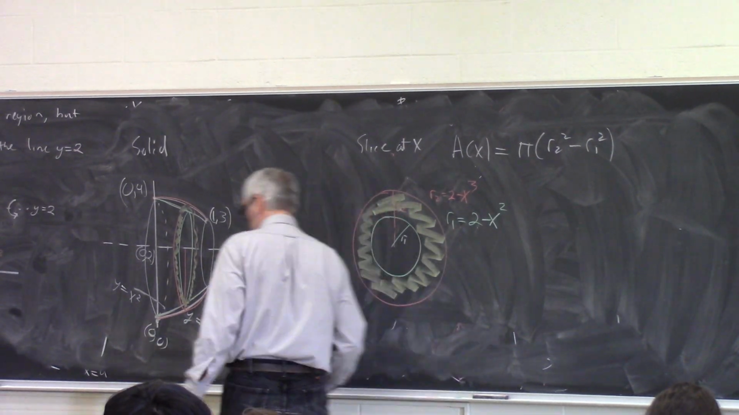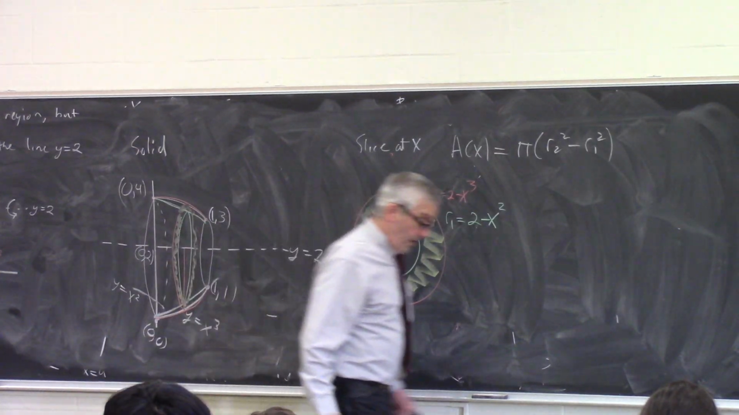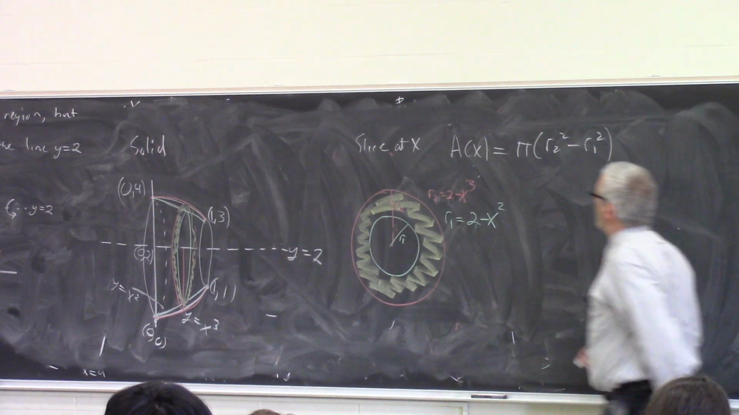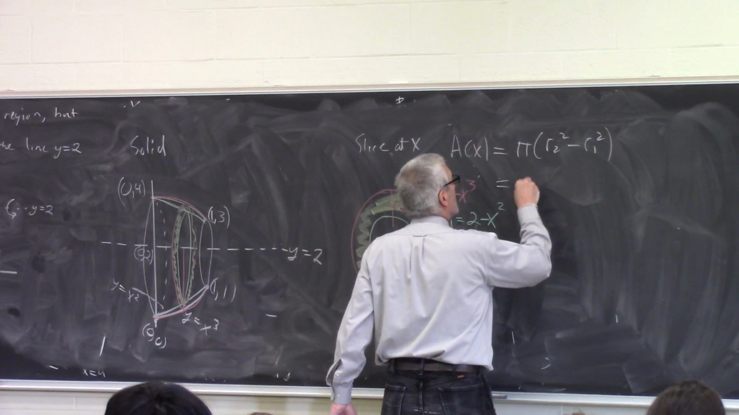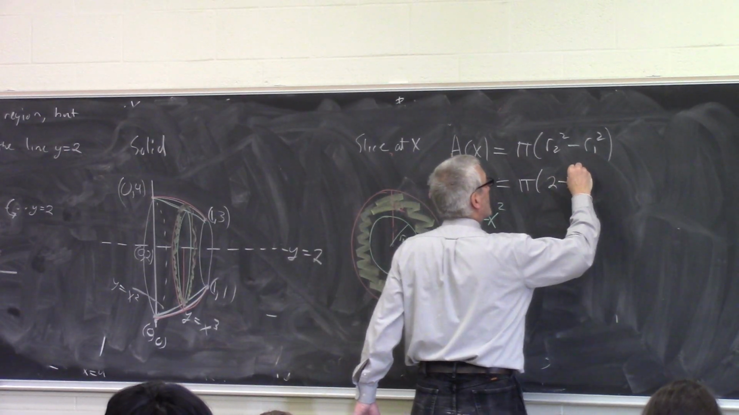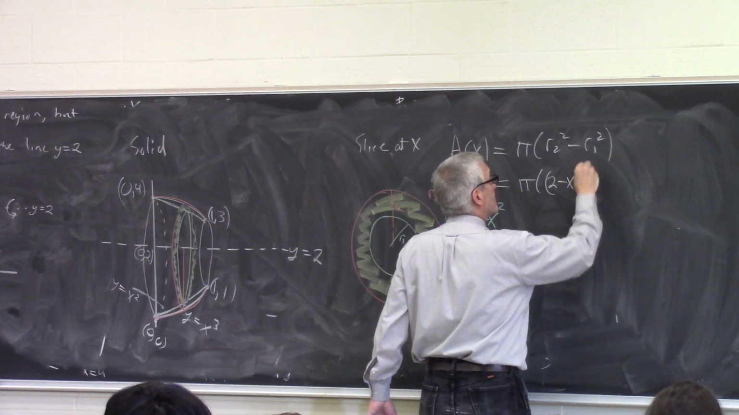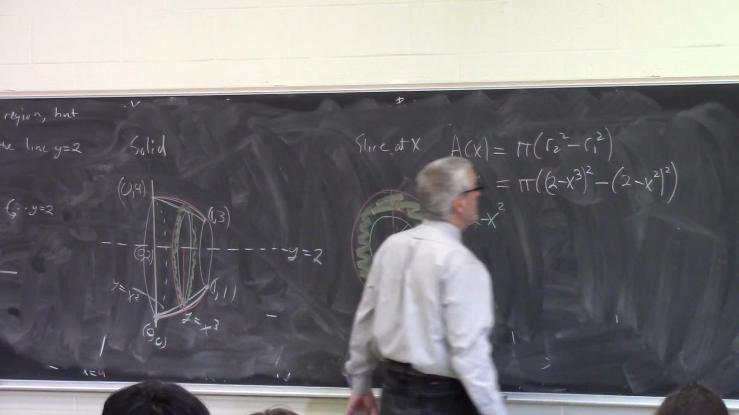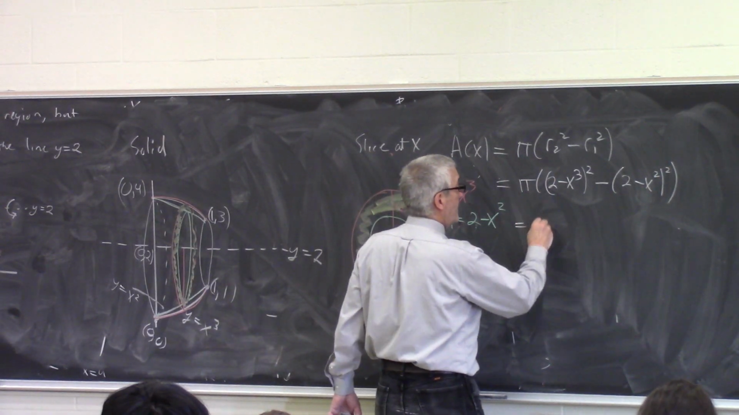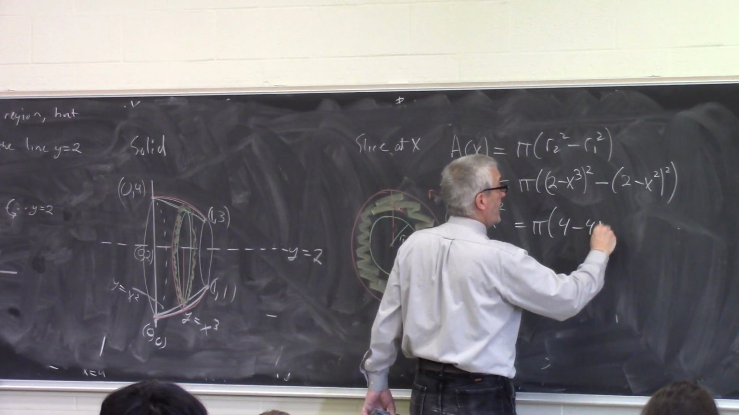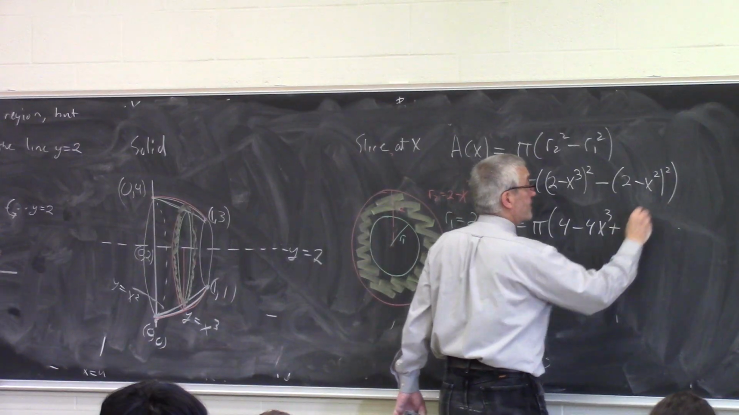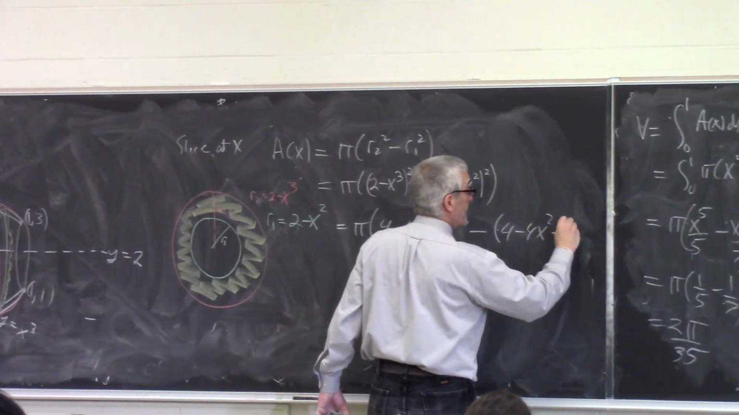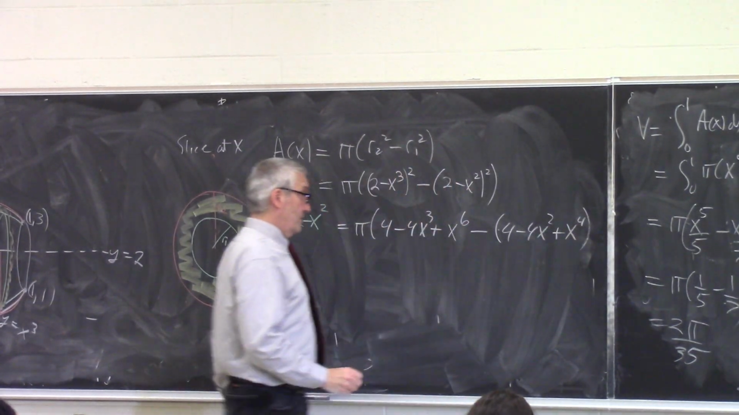Okay, so my area of the slice becomes the quantity 2 minus x cubed, squared, minus the quantity 2 minus x squared, squared. Well, that's going to be a mess. So pi times 4 minus 4x cubed plus x to the 6th minus the quantity 4 minus 4x squared plus x to the 4th. Holy cow.